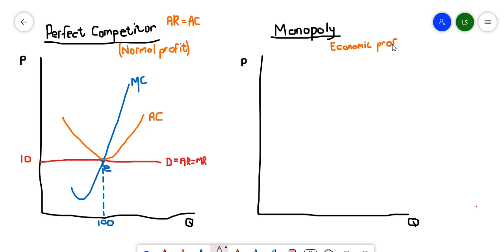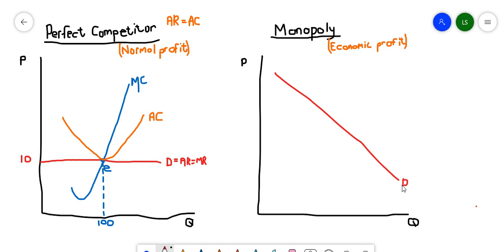So in the long run for the monopoly, it is not likely for him to make a normal profit or an economic loss. He is going to make an economic profit. So we're going to draw him making an economic profit. First of all, we have to draw step 1: demand, average revenue and marginal revenue. Remember, this is the monopoly now, so our demand curve has to slope negatively. There's my demand curve.